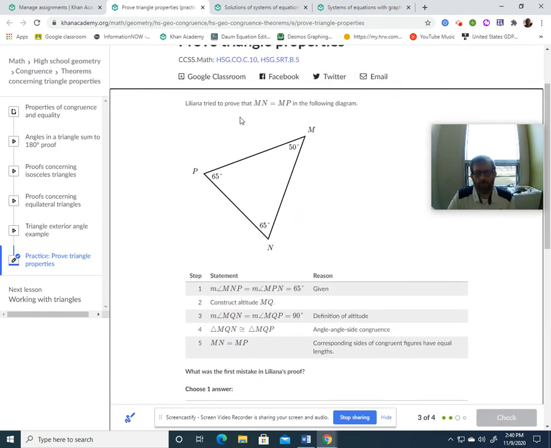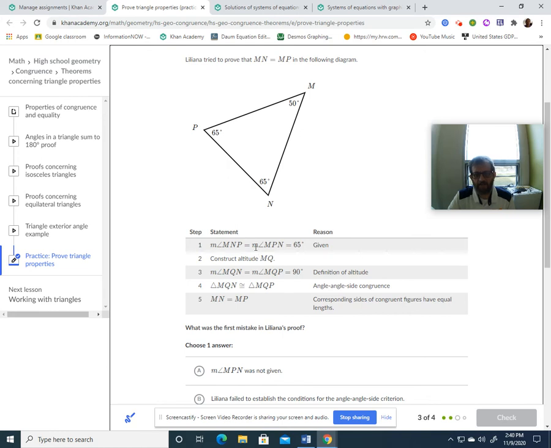All right, try to prove that MN is congruent to MP. Okay, let's see how she did it. She said, okay, these two angles are congruent by definition. She constructed a perpendicular here. She said those two angles are equal, okay. Then she said this triangle is congruent to this triangle by angle, angle, side.